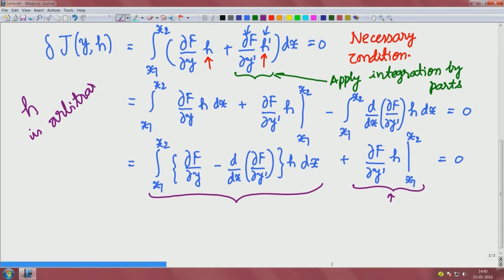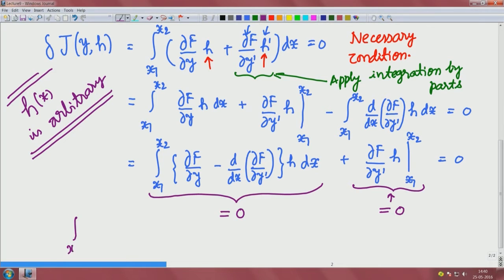In the definition of Gateaux variation, this h of x is arbitrary, we can take anything that we want. So, we want to retain that spirit. So, what we say is that this should be equal to 0 and this should be equal to 0.